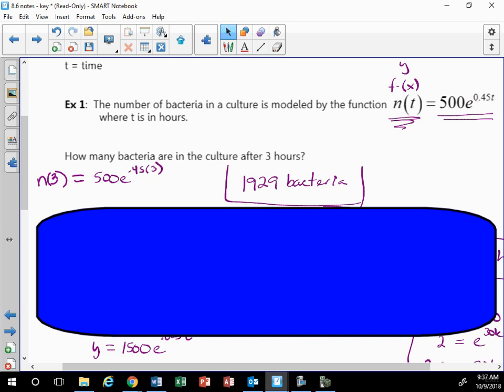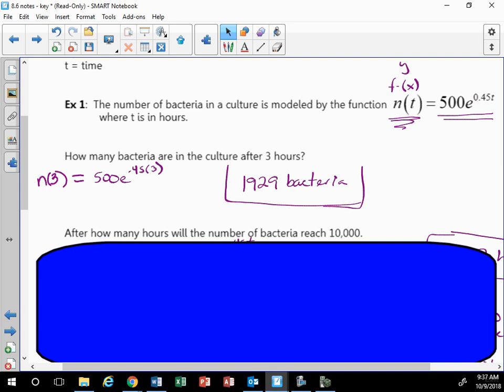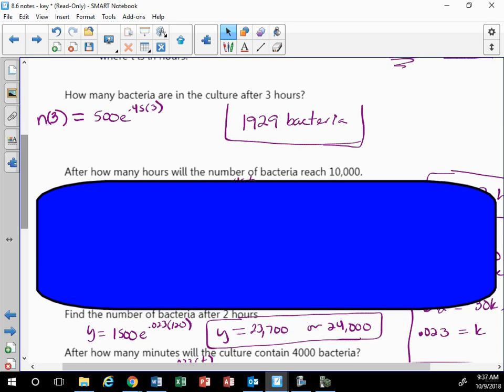All right, we okay with the first one? Anybody having calculator troubles, like struggling with the e key not working quite right? We're okay? All right, let's look at the next one. After how many hours will the number of bacteria reach 10,000? So what are we doing this time? What are we solving for? t. Yeah, you're solving for that exponent.